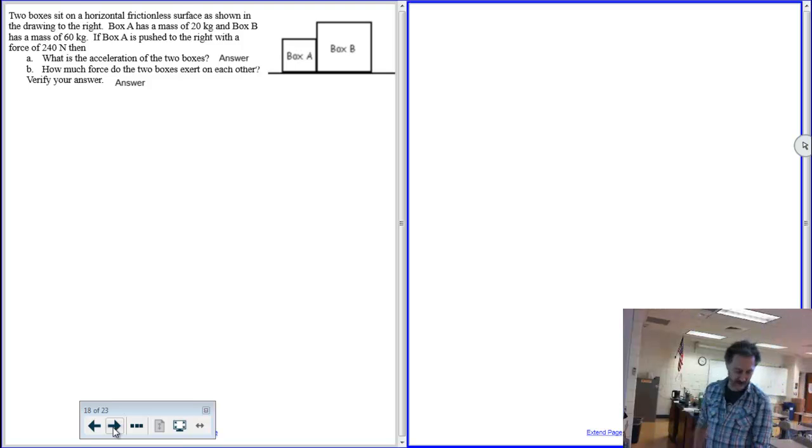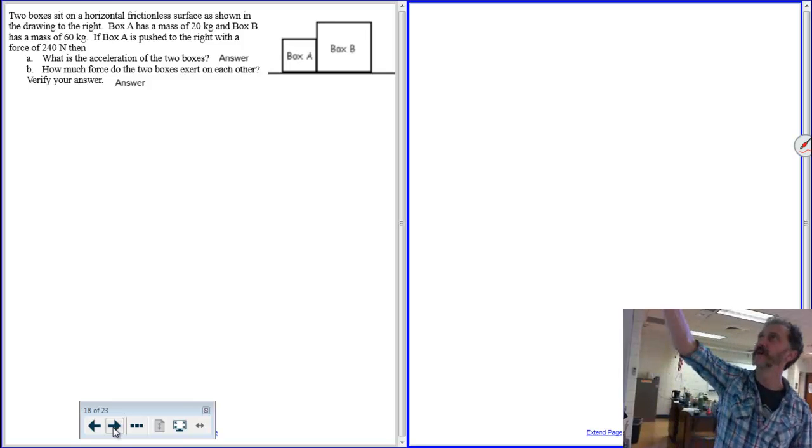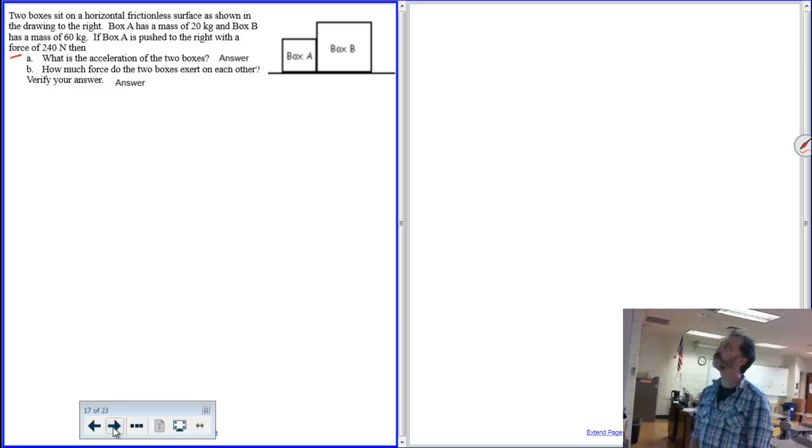So the example says, two boxes sit on a horizontal frictionless surface as shown in the drawing to the right. Box A has a mass of 20 kilograms, box B is 60 kilograms. Box A is pushed to the right with a force of 240 newtons. All right, and what we're going to do is we're going to try to find two things. We're going to try to find the acceleration of the two boxes, and we're going to figure out how much force each of the two boxes exert on each other.